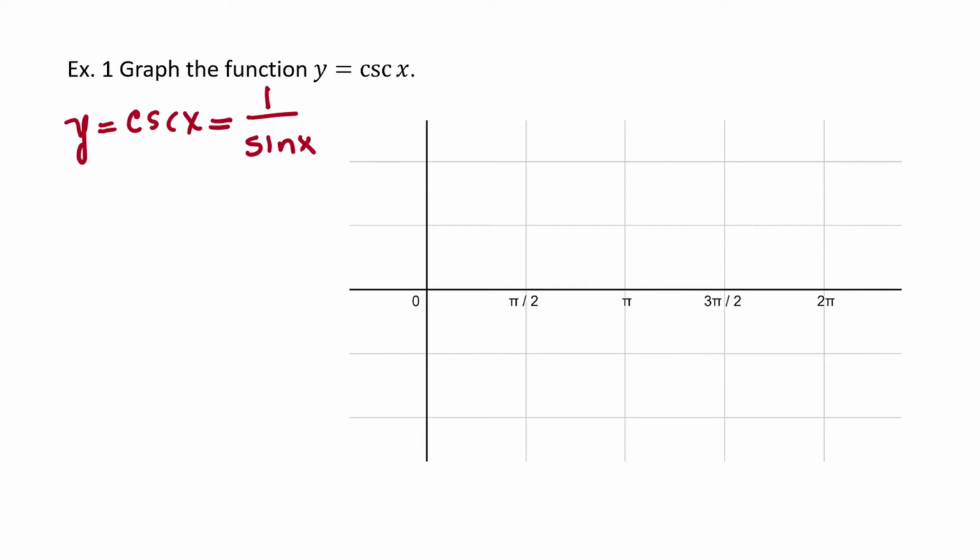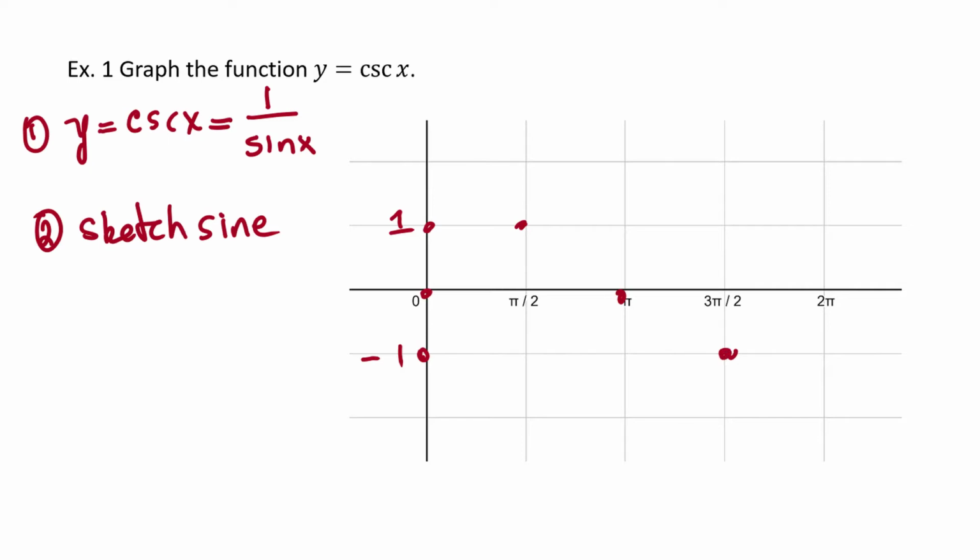Okay, so first thing I'm going to do is make that recognition. The next thing is I'm going to sketch the sine function. So let's go ahead and mark on the y-axis a point that will denote the height of 1, and below 0 as negative 1. I'll pick 4 key points for the sine function, which include 0, 0, pi over 2, 1, pi, 0, 3 pi over 2, negative 1, and 2 pi, 0, and we will connect the sinusoidal curve.